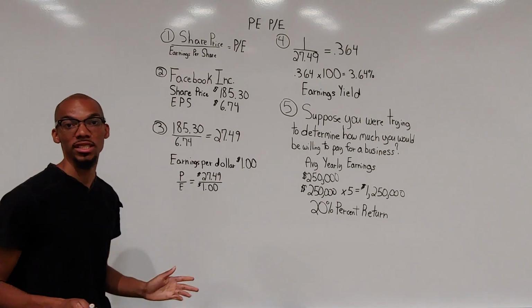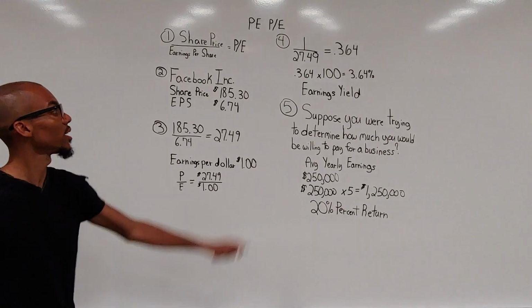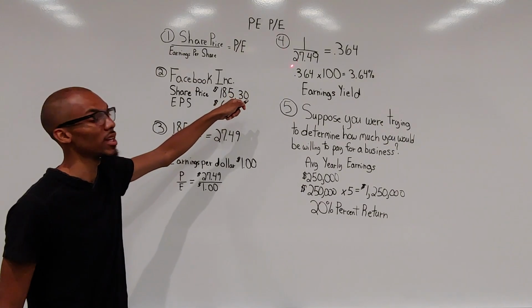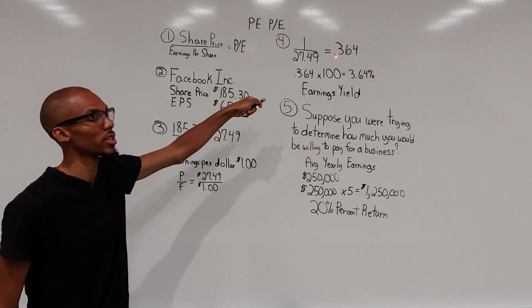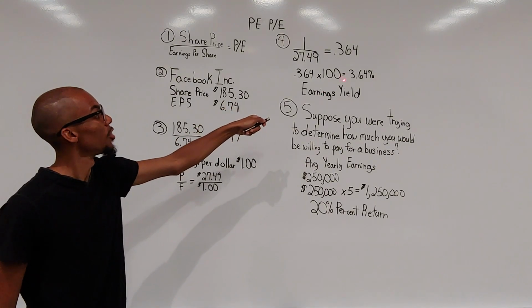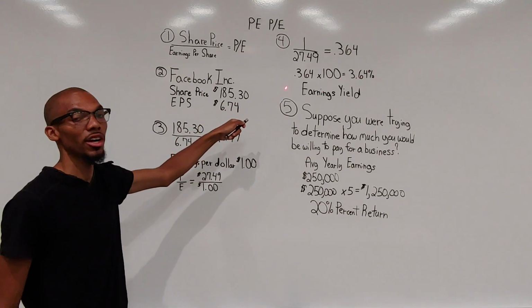Now, if you wanted to know this number in a percent, you would just simply take 1 divided by the P/E ratio, which is 27.49, and you get 0.364. Multiply that by 100 because you want a percent, and you would get 3.64%. Now, this is earnings yield.